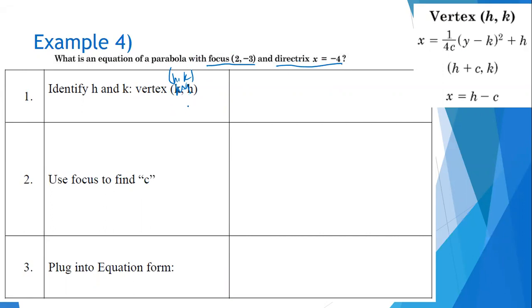The easiest one to find is our k. We find k using our focus, because the focus is h plus c comma k. So whatever the y value of your focus is, that's your k. What is the y value of our focus? -3. So what does k equal? -3.